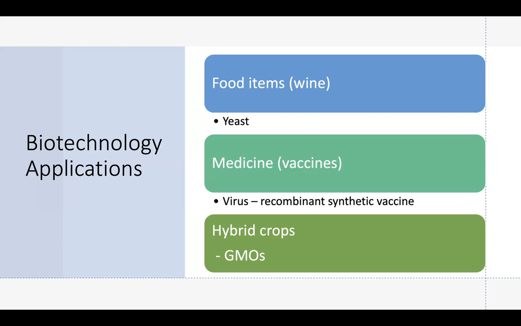We looked at wine, where we're using fermentation processes, exploiting properties of yeast in order to produce wine. We talked about cheese and other dairy products that are also created from the use of microorganisms, the process of fermentation that we have with bacteria also. We talked about applications in medicine, particularly vaccine production.